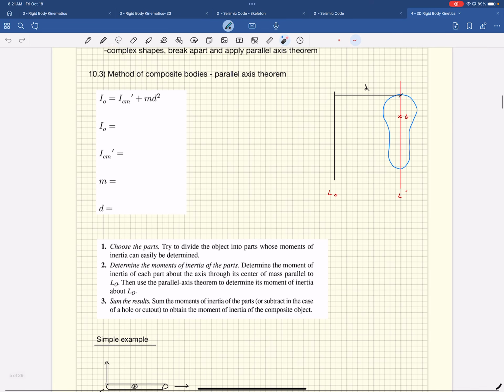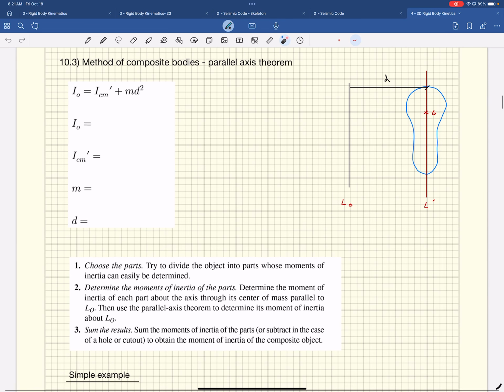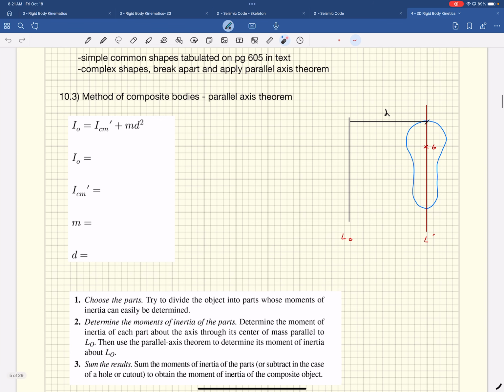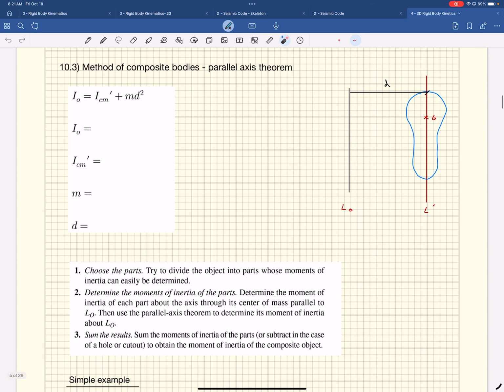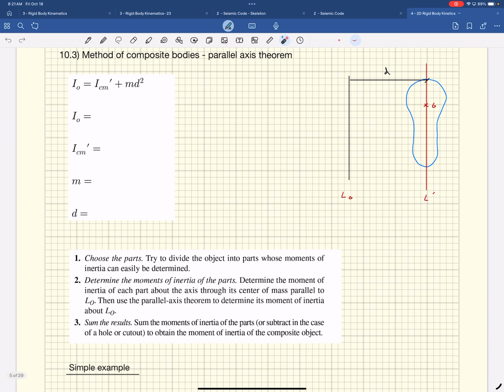All right, so how do we do that? We use the method of composite bodies. So if I've got this blob over here, and I wanted to determine its moment of inertia about a different axis, right? The equations on the previous page give us the moments of inertia about its own center of mass, or a part of it, like the end of it or something. But if I want to get it about another axis, I can do that.